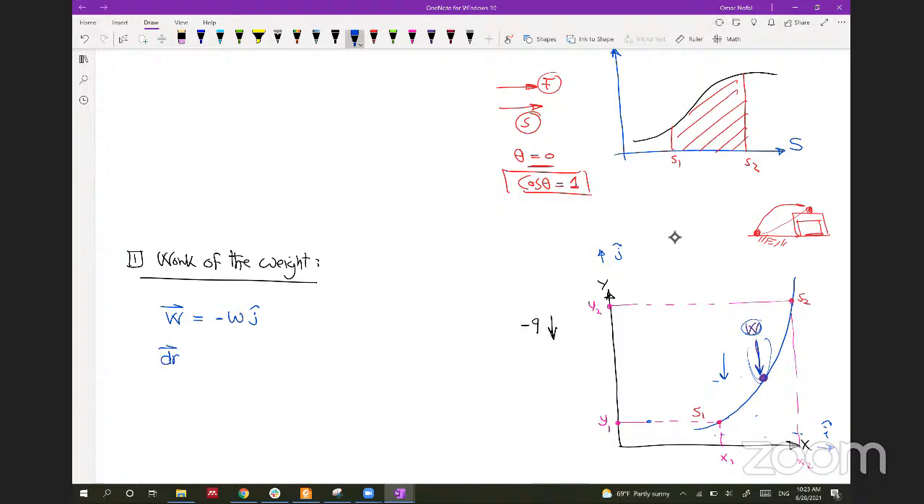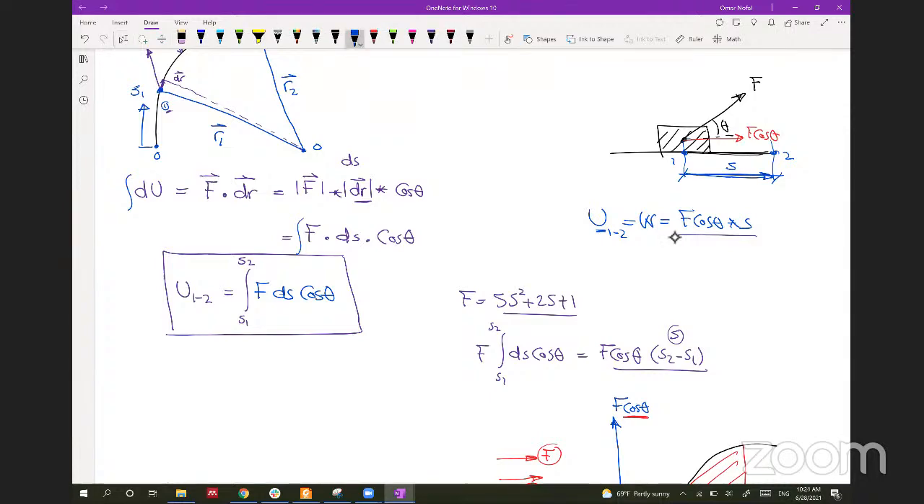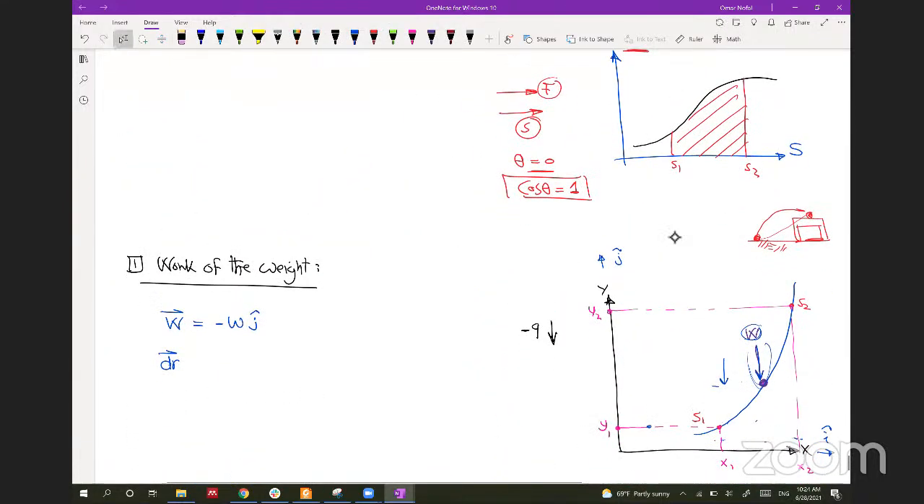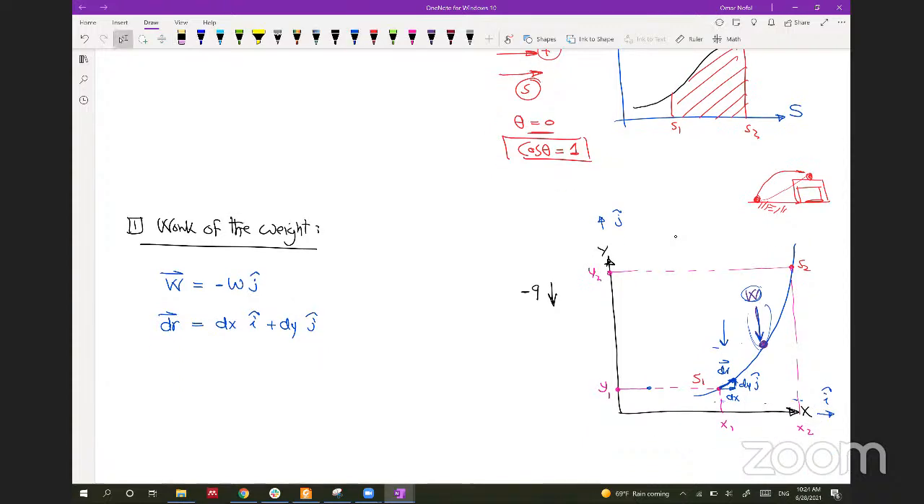If we want to get the dr vector, we can use this equation. Let's assume that we take a very small tiny piece here, and this is the dr vector. It has a magnitude of dx in the i hat and a magnitude of dy in the j hat. So the dr vector is equal to dx i hat plus dy j hat. Right now, if we want to get the work W from 1 to 2, it will be equal to the integration from r1 to r2, where this is r1 and this is r2, of the F vector dot dr. So let's see how we can do this.